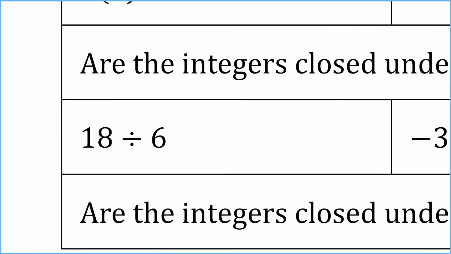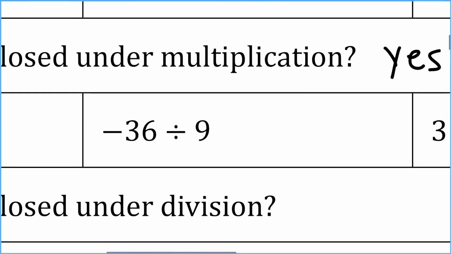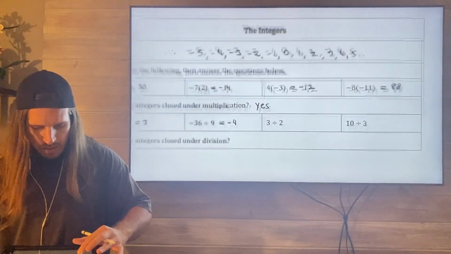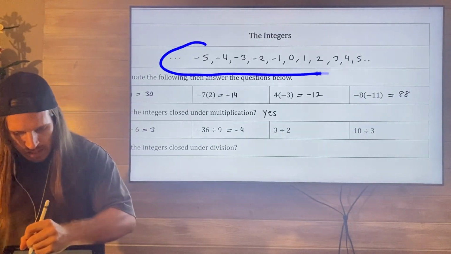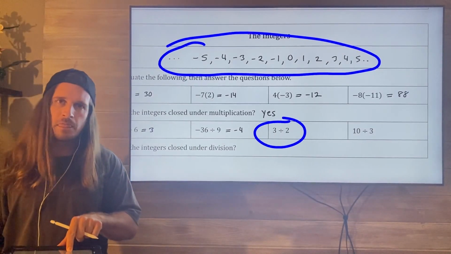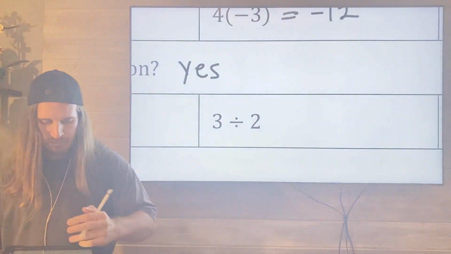Well, 18 divided by 6, that is 3. That's an integer. Negative 36 divided by 9, that's negative 4. Well, negative 4 is also an integer. So far, we're stuck in integers. Okay, what about 3 divided by 2? Is there a number in this list that would satisfy 3 divided by 2? The answer is no, there is not. There is no integer that would satisfy 3 divided by 2, right?